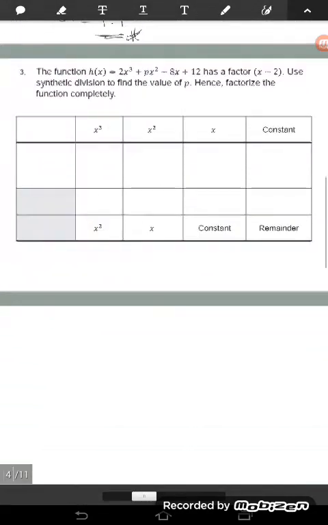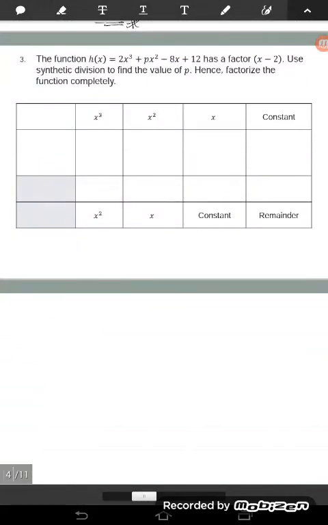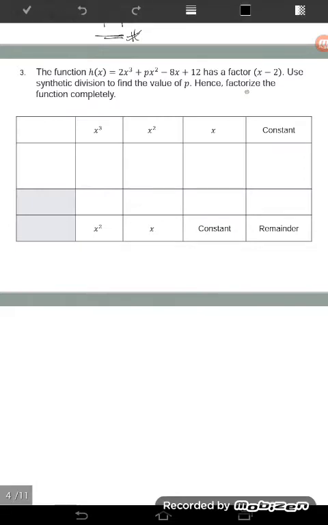Third question. The function h(x) is equal to 2x cubed plus px squared minus 8x plus 12 has a factor of x minus 2. So use synthetic division to find the value of p. Hence factorize the function completely. Okay, so ni suruh pakai synthetic division untuk cari p. Okay, so kalau tak suruh guna synthetic division, kita guna factor theorem. So factor theorem kita guna f(2), so f(2) is equal to 0.